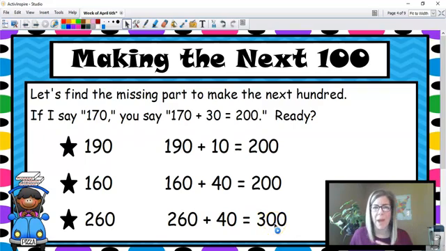Did anybody see the pattern in these numbers? I saw it. If you said this number 260 is just 100 more than or greater than 160, then you're right. So the add-in 40 stays the same. If you notice those patterns, you'll do great.